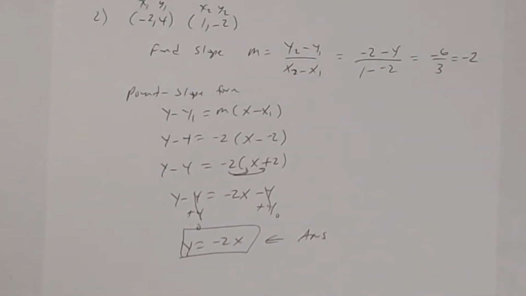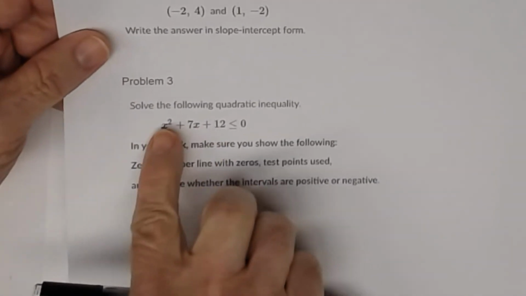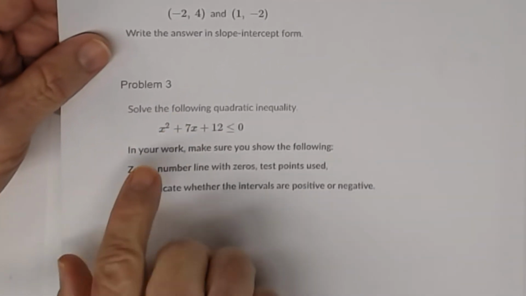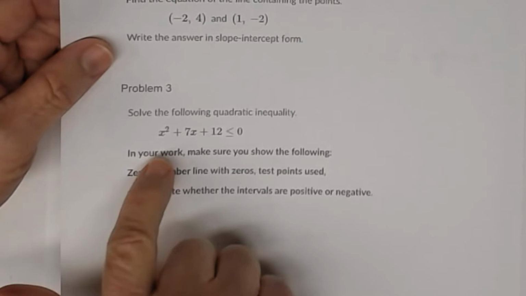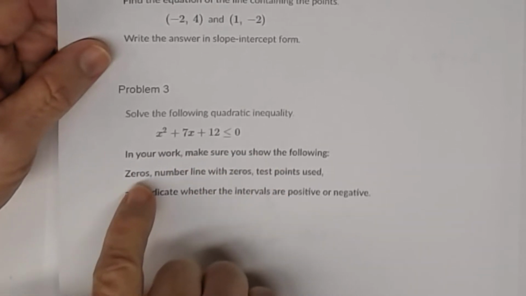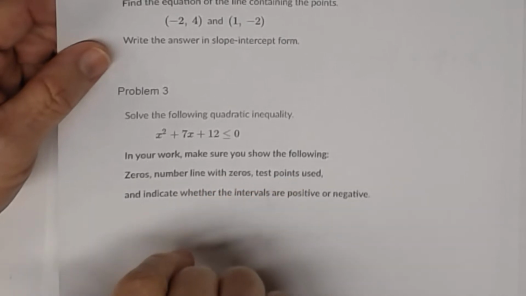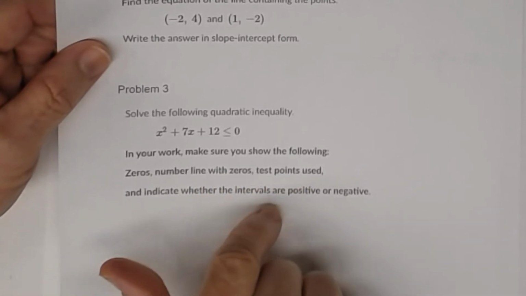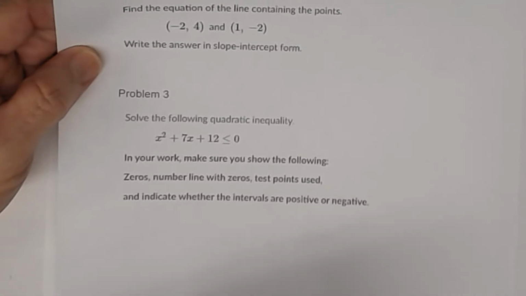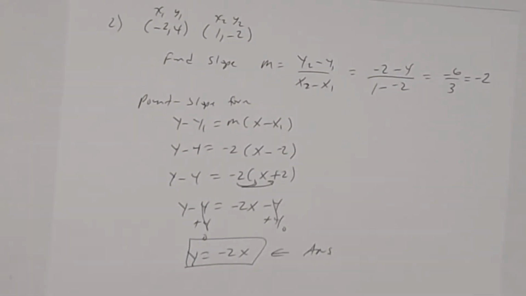All right. Okay, number 3, you're given this quadratic inequality and you want to solve it. Now notice I did say in your work, make sure you show the following. You make sure you show the zeros, the number line with those zeros, the test points you used, and indicate whether the intervals are positive or negative. So here's what you have to do in number 3.